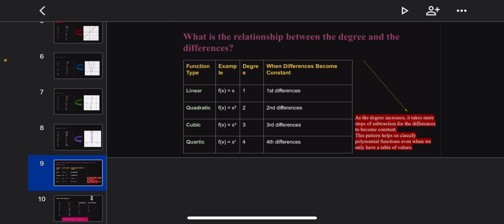Did you notice a pattern? Yes, there is a pattern. As the degree increases, it takes more steps of subtraction for the differences to become constant. This pattern helps us classify polynomial functions even when we have only a table of values.